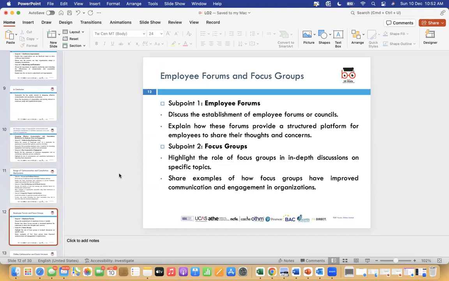Then you have employee forums and employee focus groups. Employee forums are basically groups or councils of associates where they can come up and explain, I have a concern, my manager has been treating me differently. I feel that there's discrimination taking place because I'm an Indian and someone from Nigeria is being treated better than me. Just an example. Then focus groups are basically groups wherein you're talking about one specific thing.